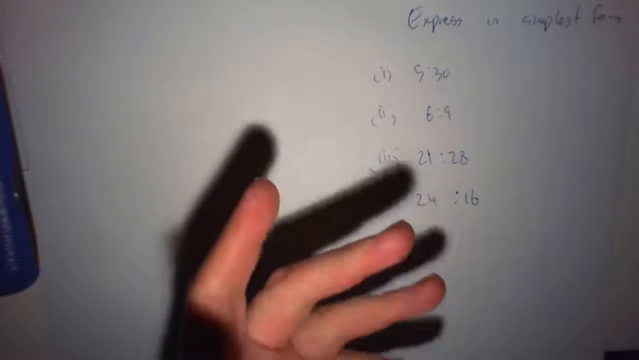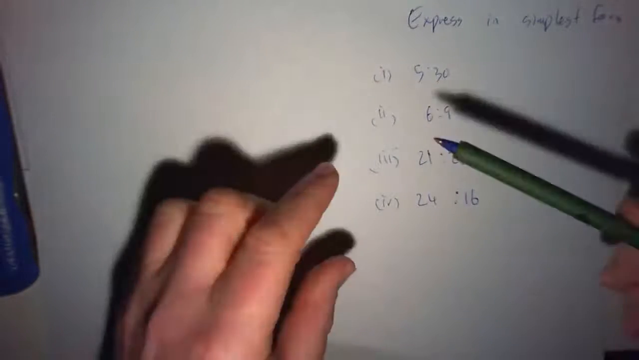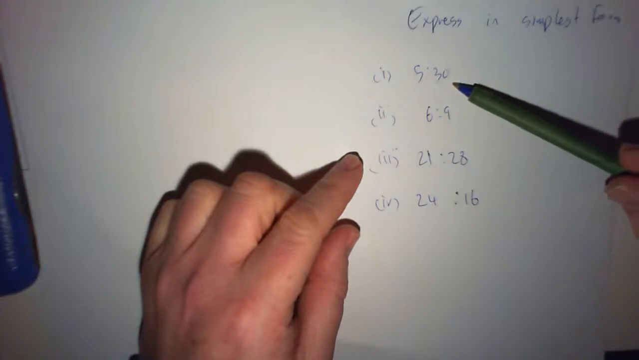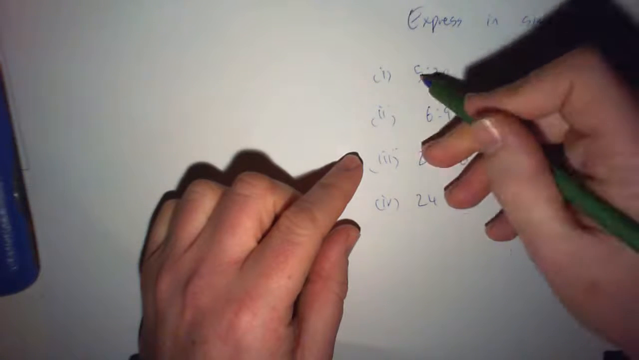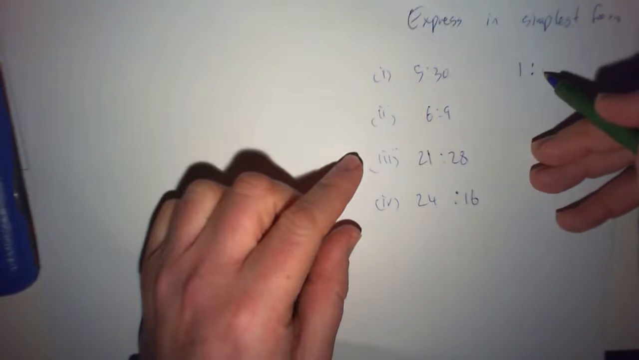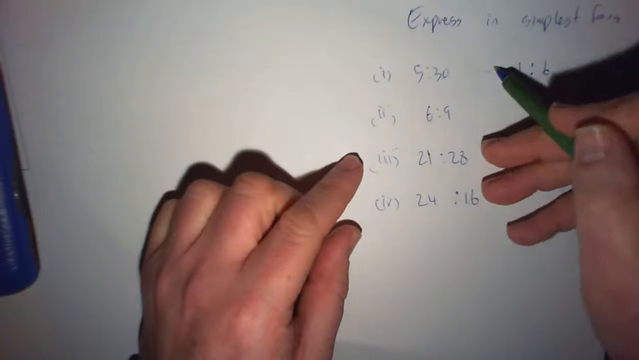So how do we do that? You look for the highest common factor. You look for a number that divides into both of them, and you look for the biggest number that divides into both of them. Okay, so look in the first case, 1 of course divides in, but the biggest number I can see is 5. So 5 into 5 goes once, 5 into 30 goes 6 times. So there you go. That's the first one in its simplest form.